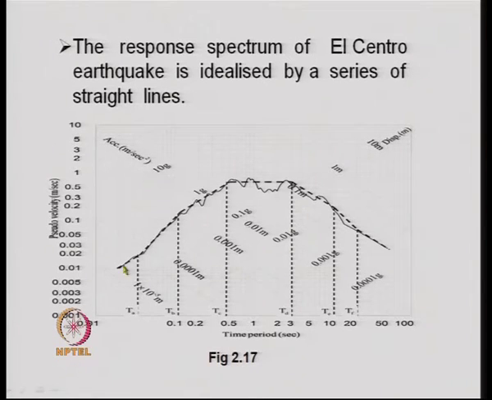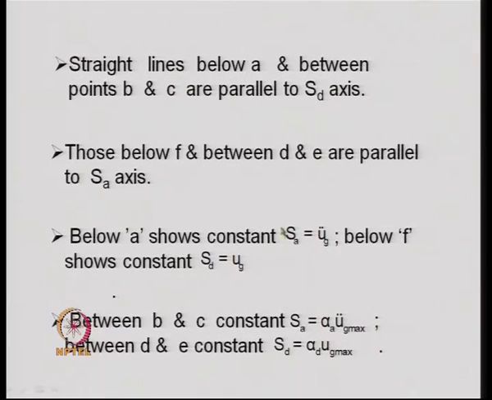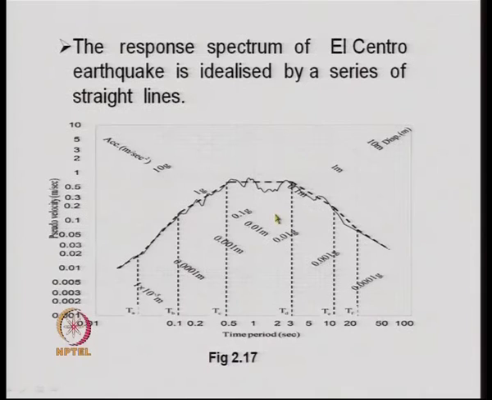Now, each one of these segments represents a certain thing, and that is what we are going to discuss now. The straight lines below A and between points B and C are parallel to the SD axis, that is, this line below A and between this point and this point.